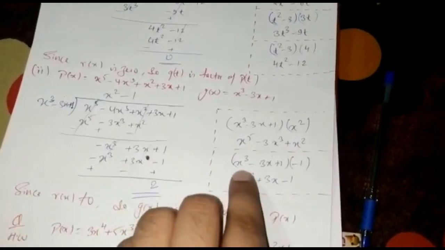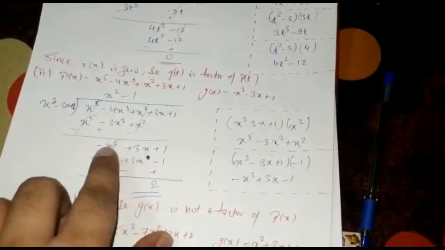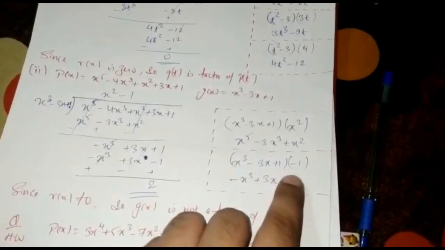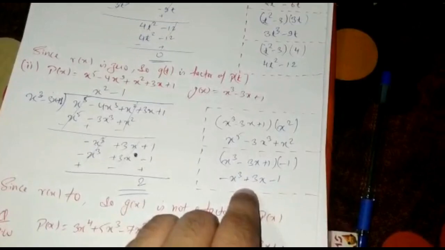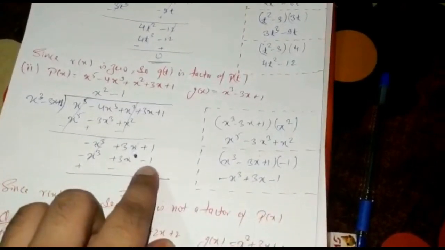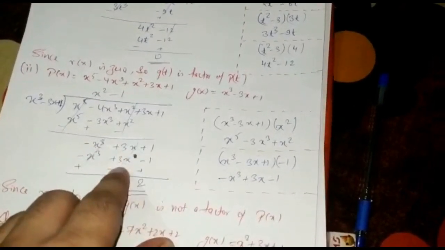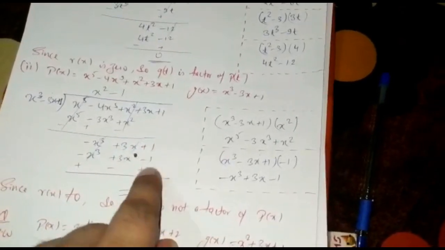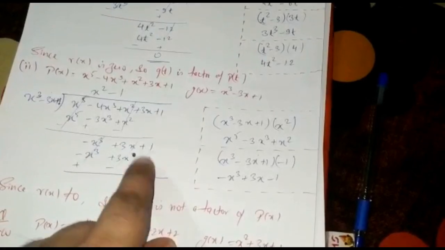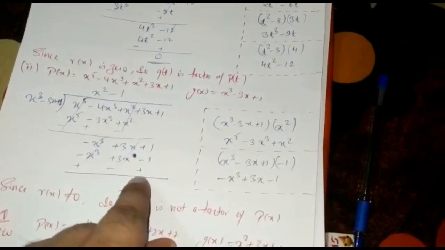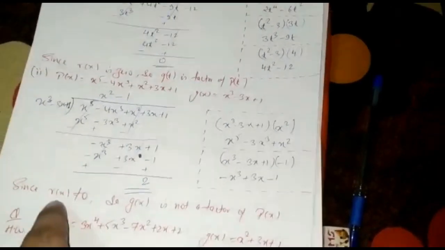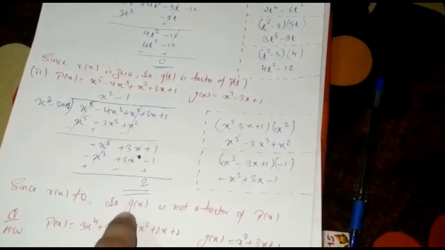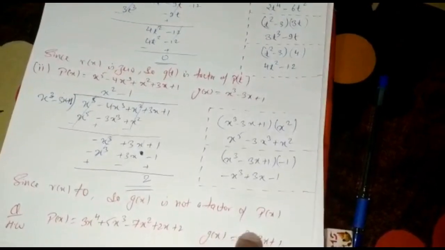So we get minus x cube, so we have to multiply it by minus 1. When we multiply it by minus 1, it will give this particular term. When we write this term, this will cancel out and this will also cancel out after changing the signs. So minus plus 1, and this is minus 1, it becomes plus 1 when we change the sign. So plus 1 will give 2. As r(x) is not equal to 0, that means the remainder is not equal to 0. That means g(x) is not a factor of p(x).